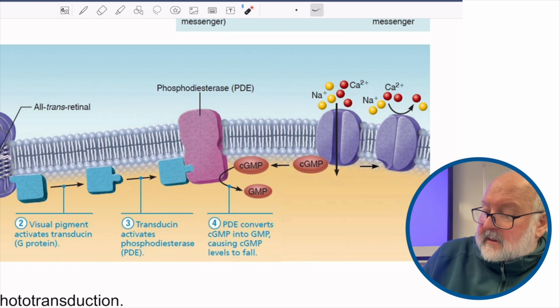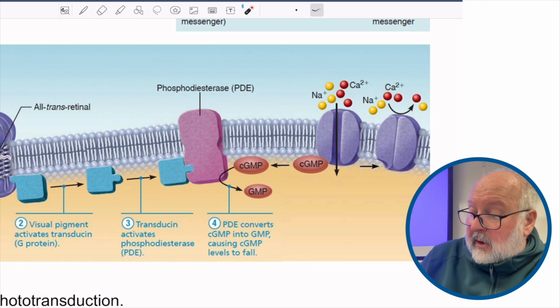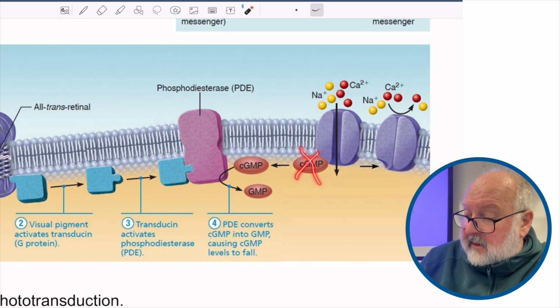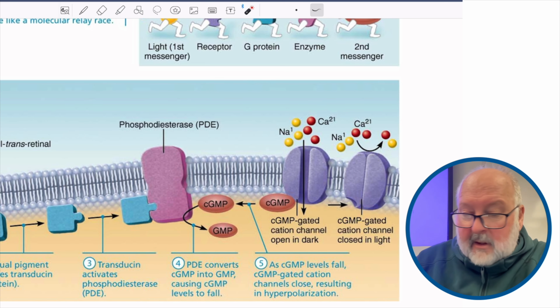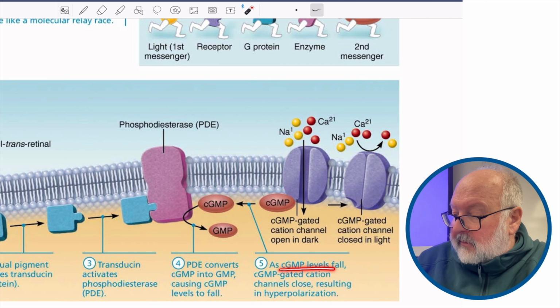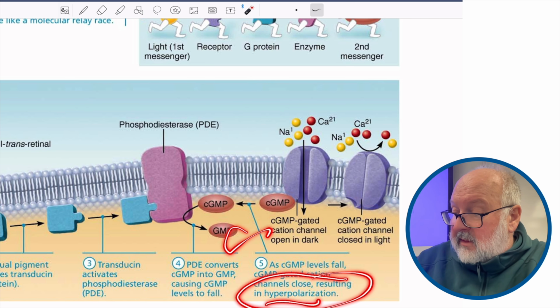So PDE converts cyclic GMP into GMP, causing a decrease in cyclic GMP. Those levels start to fall. Now what's that going to do? As the cyclic GMP levels fall, the gates, because cyclic GMP has been keeping gates open, are going to start to close, and now I'm going to hyperpolarize this cell.